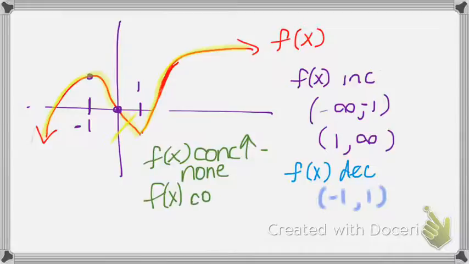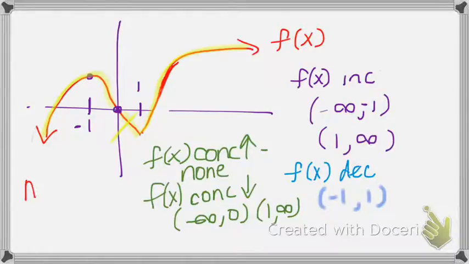Concave down would be negative infinity to 0 and then 1 to infinity. And then between 0 and 1, I think that is just like a straight line, so it's not concave up or down. And because of that, there's no points of inflection. If there were places where the interval would change, that would be the places of the points of inflection, if there was one.